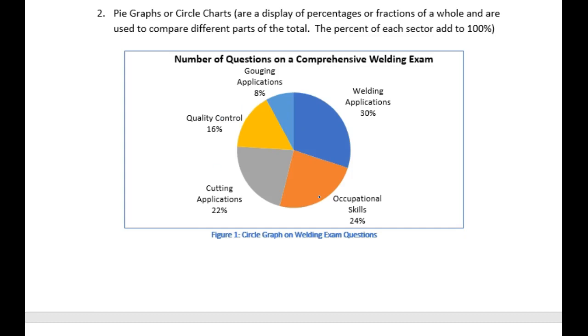So we have our percentages around the outside showing the number of questions on a comprehensive welding exam. We had 30% in applications, 24% occupational skills. Again, we see that adding up to 100%. You can take a quick visual and just say, already I can see that welding applications makes up the majority of the questions related to the exam.